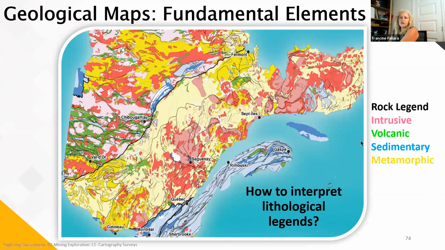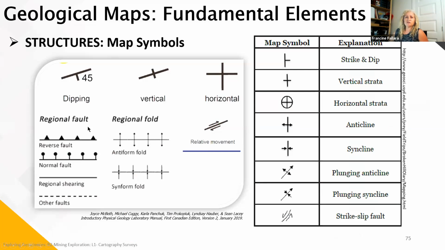So, a basic example here, as I've seen in lesson 1: Quebec has been divided in 4: intrusive, volcanic, sedimentary, and metamorphic. So the colors are here. Types of map symbols. I will not go into details, but as you can see, each structural type has its own type of lines, and each measurement has its own type of symbols too.